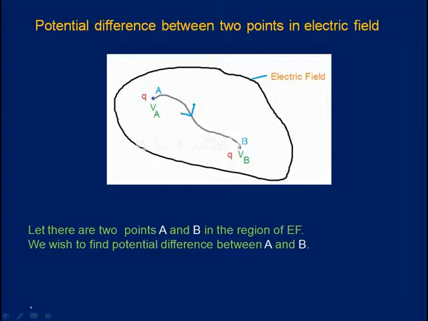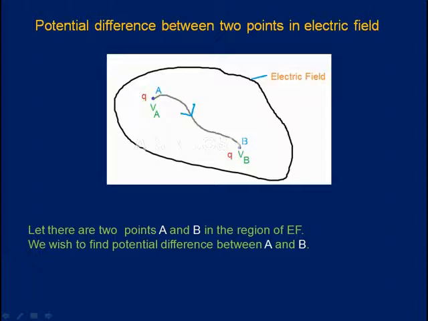So we are discussing a new topic, potential difference between 2 points in an electric field. This is the electric field region. There are 2 points, point A and point B, and let us say the potential at point A is VA and the potential at point B is VB. I take a charge Q at point A and I shift this charge Q from point A to point B.